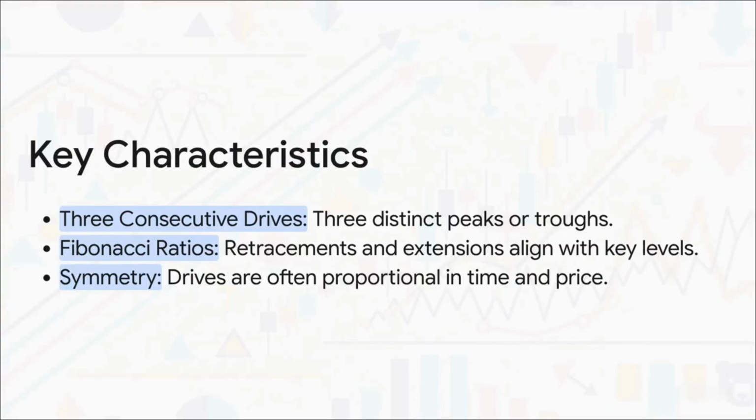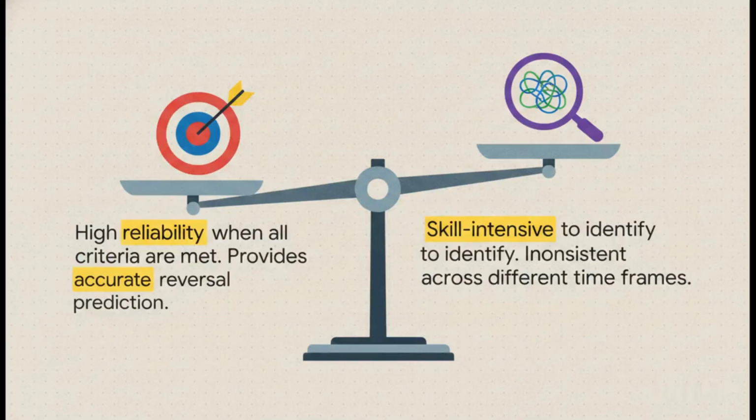Now, for a pattern to be a true 3-drive, it has to check 3 boxes. These are non-negotiable. First, you need those 3 distinct peaks or valleys. Second, the math has to work. The pullbacks and the new pushes need to line up with key Fibonacci levels. And third, you're looking for symmetry. The best patterns have drives that are pretty similar in both how long they take and how far the price moves.